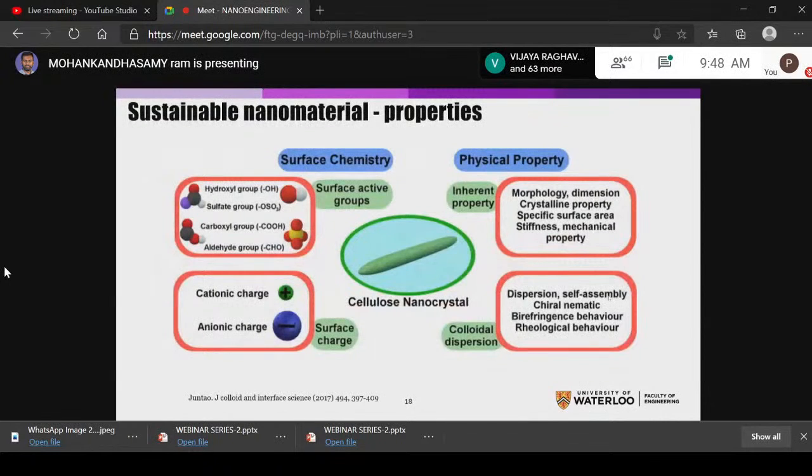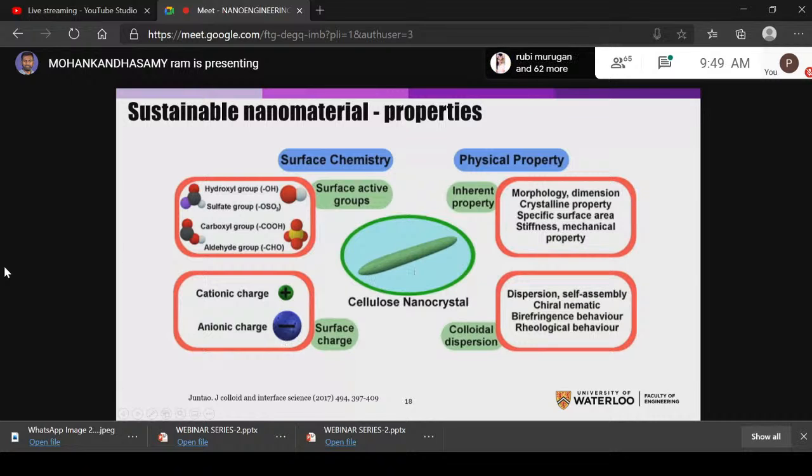Cellulose nanocrystals have very good, unique properties depending on how you obtain them from plant sources. You can use sulfuric acid, you can use hydrochloric acid. It depends upon your experimental design. According to the hydrolysis, it will have different surface groups like hydroxyl group, sulfate group, acidic group, or aldehyde groups. And again, it could have a cationic surface charge or an anionic surface charge.